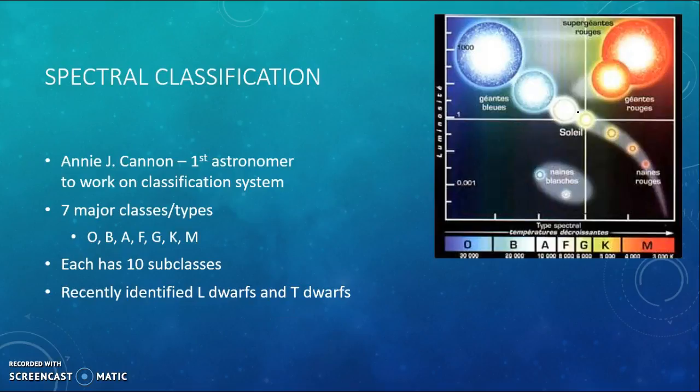And then each one of those classes has a subclass, and the subclasses are numbered 0 to 9. So let's say that we were in the F range, you would have your subclasses F0, F1, F2, F3, F4, F5, F6, 7, 8, 9. Recently, I think back in the 90s and 2000s, they have started to identify others, where they ended up finding the L dwarfs and the T dwarfs. So something new that we can look at.